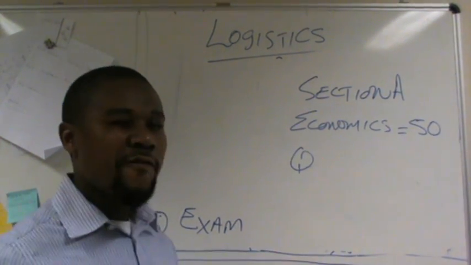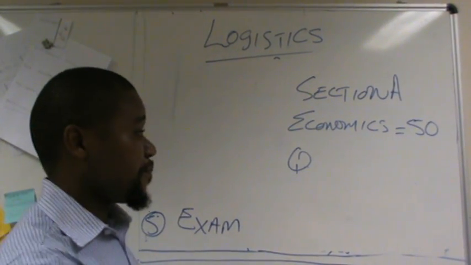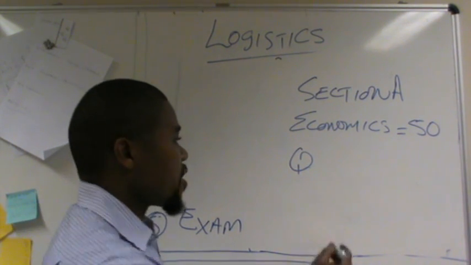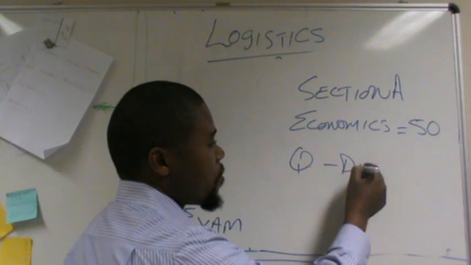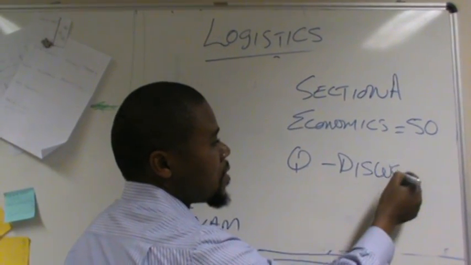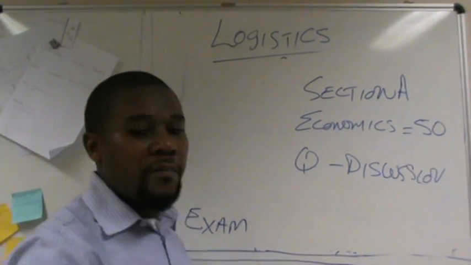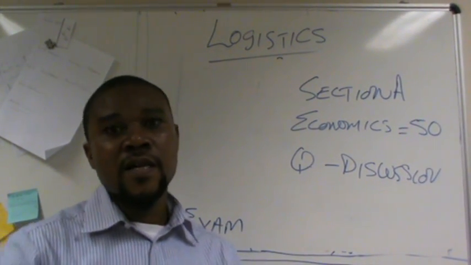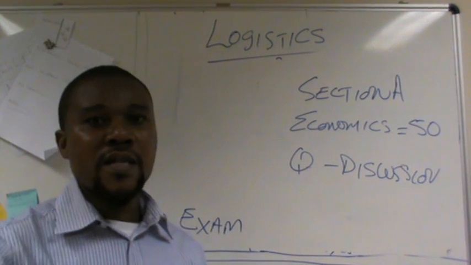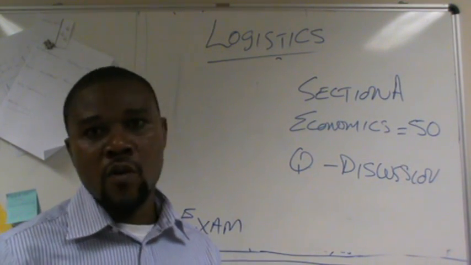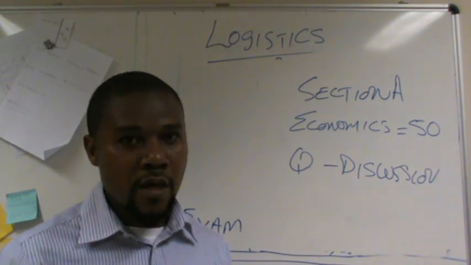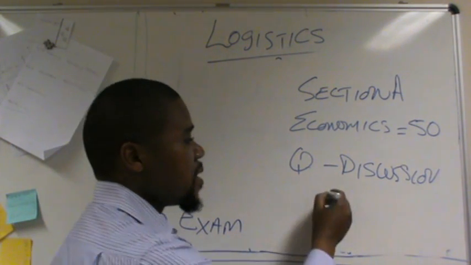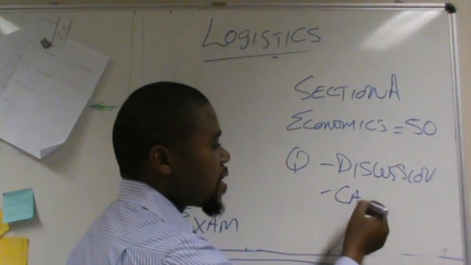In section A there are probably 4 questions in the exam, and some of the questions are discussion questions. But it's not just discussion out of your own head. You'll be given parameters: discuss a model, discuss something within a model, whatever model that is going to be. And then some questions will be calculations, calculate.